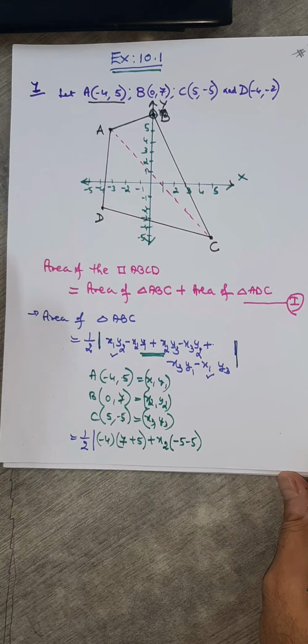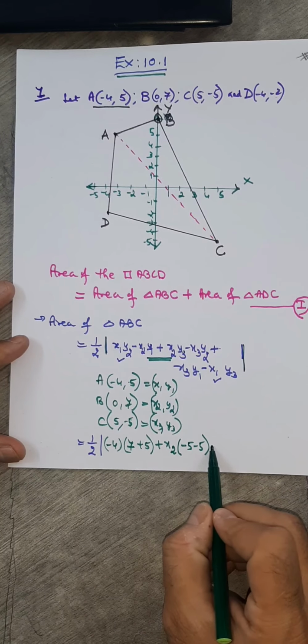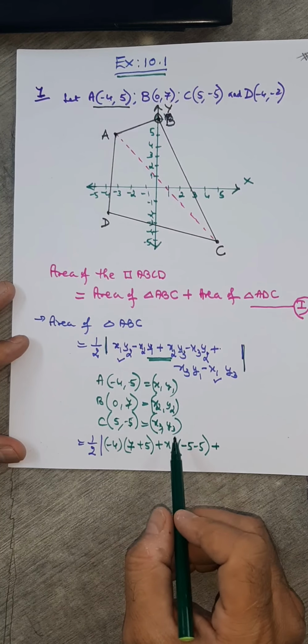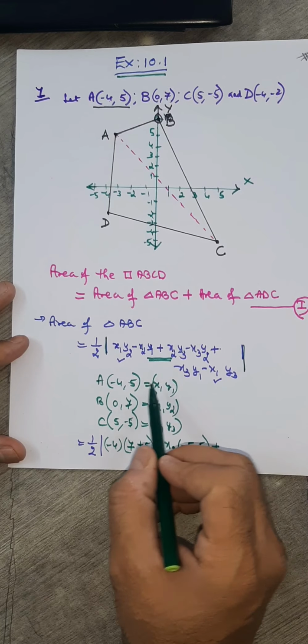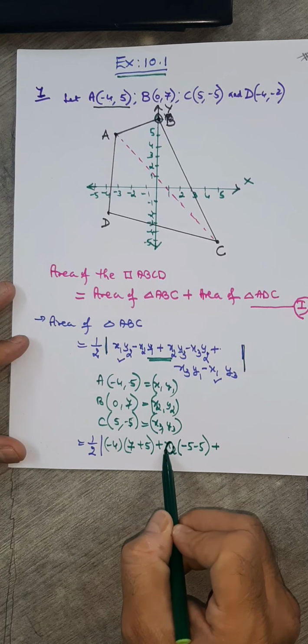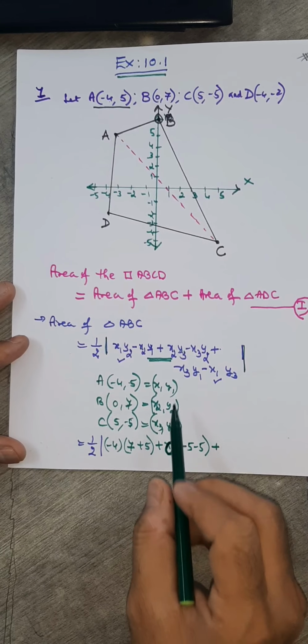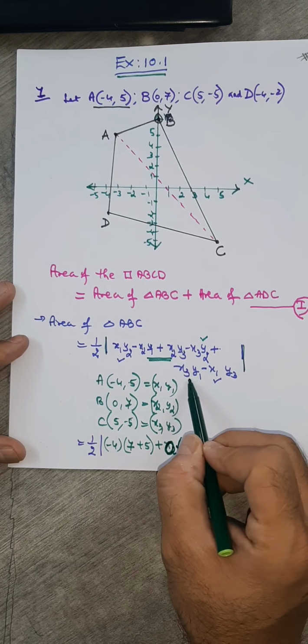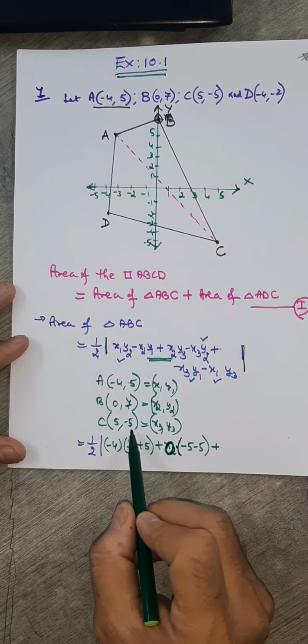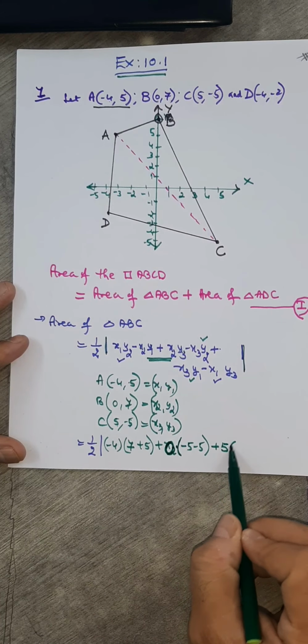Okay. Then, sorry, I forgot to place x2. What is x2? x2 is 0 here, so this will be 0. Then from these two terms, you take x3 common. What is x3? That is 5.